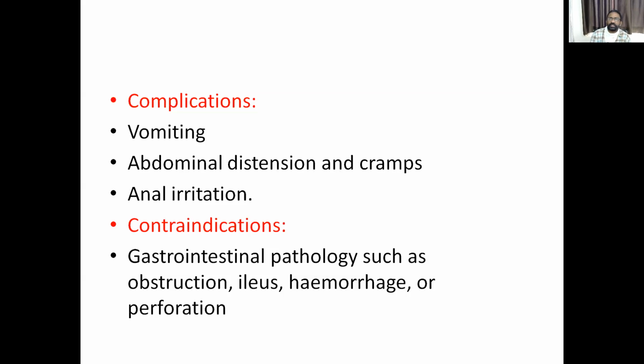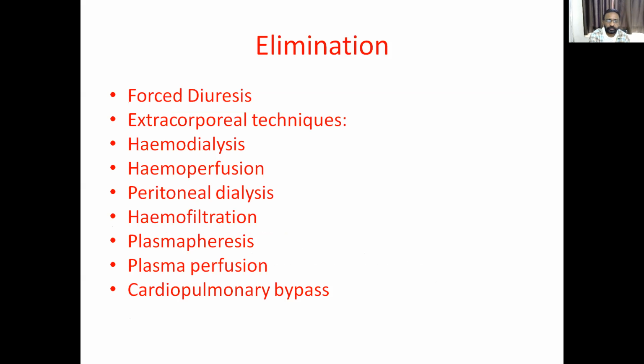What are the complications of whole bowel irrigation? These may produce vomiting, abdominal distension or cramps. Contraindications: if the patient is suffering from gastrointestinal pathology or any other hemorrhagic disease, you should not give these PEG-RED or PEG-MOV, that means whole bowel irrigation materials.